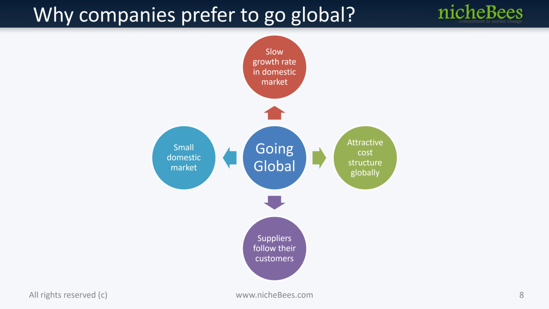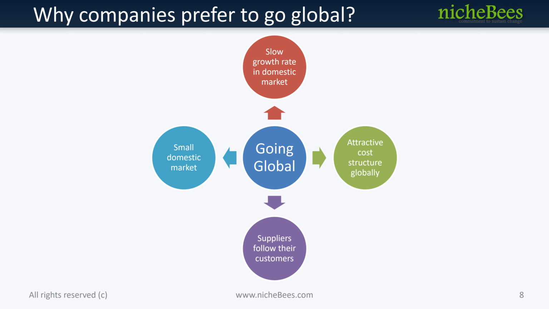Why do companies prefer to go global? First, a small domestic market. Yes, if the domestic market is small, companies which have the ambition to become big will have to look for bigger markets outside their boundaries, or the domestic market is saturated. Second, slow growth rate in the domestic market.